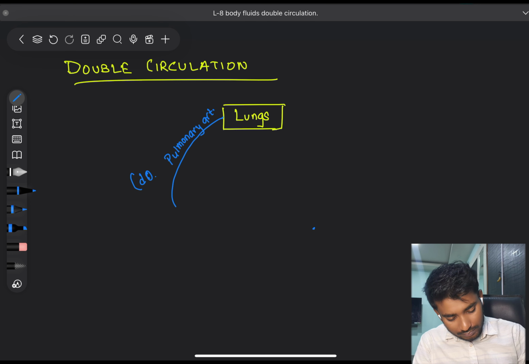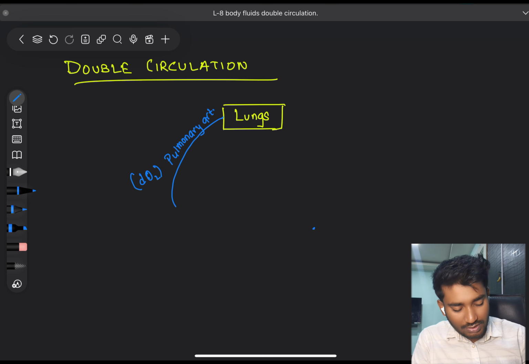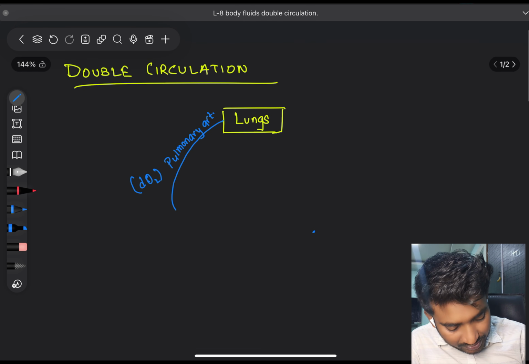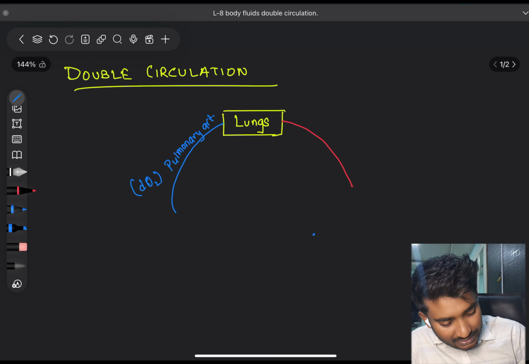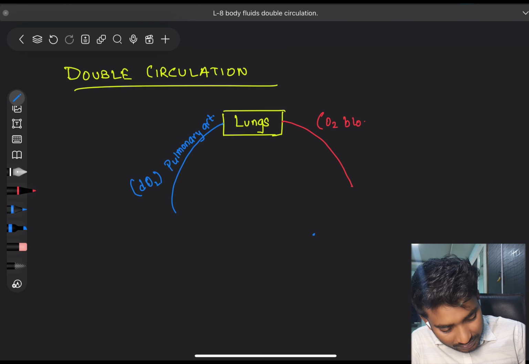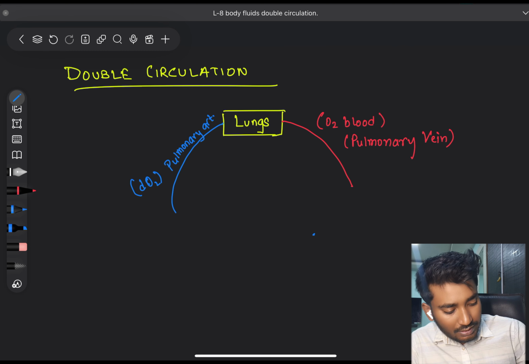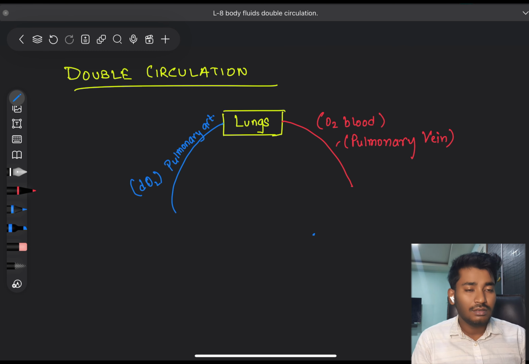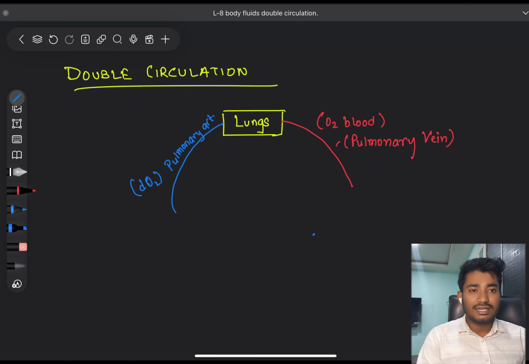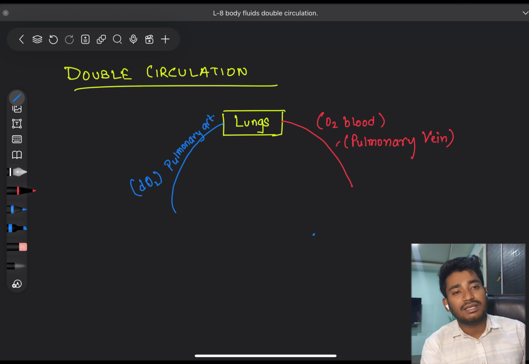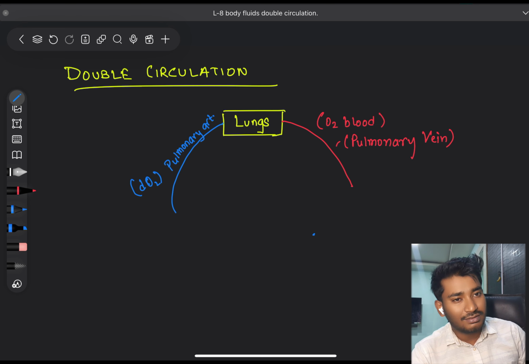Now, what does the pulmonary vein take? The pulmonary vein takes oxygenated blood, O2 blood. Any blood-carrying vessel taking the blood towards the heart will be called a vein, and any blood-carrying vessel taking the blood out of the heart will be termed an artery.